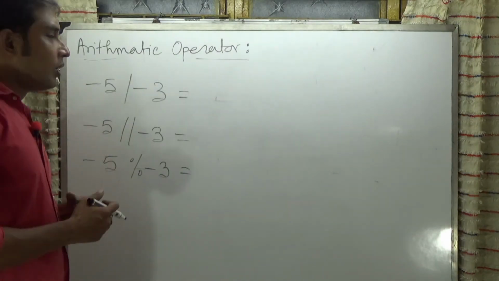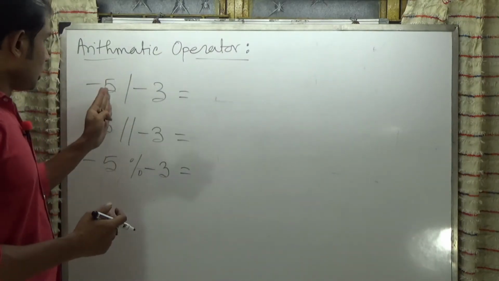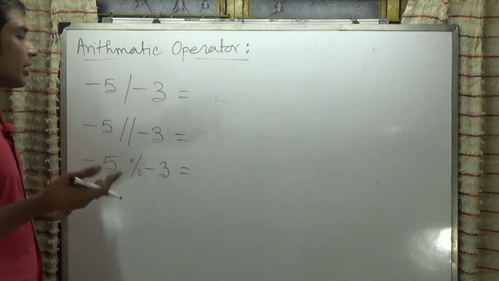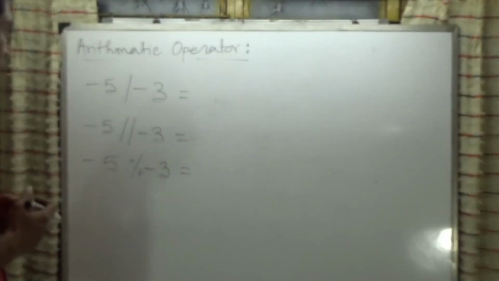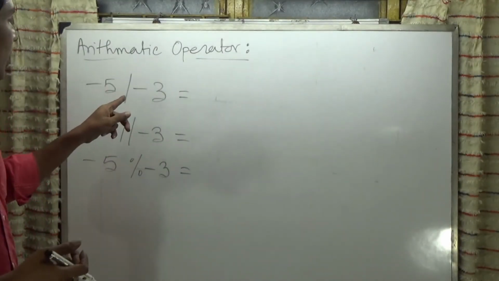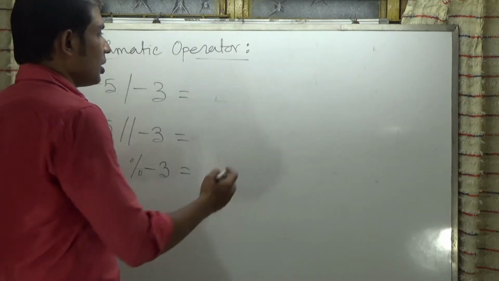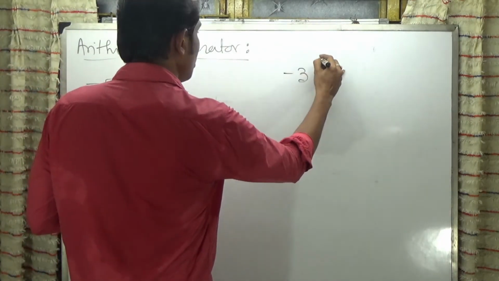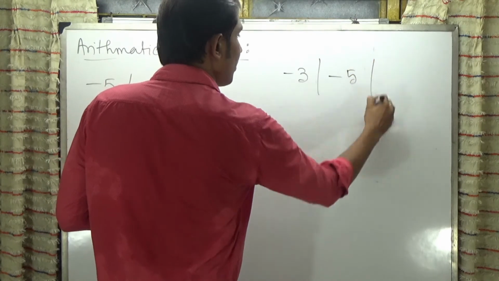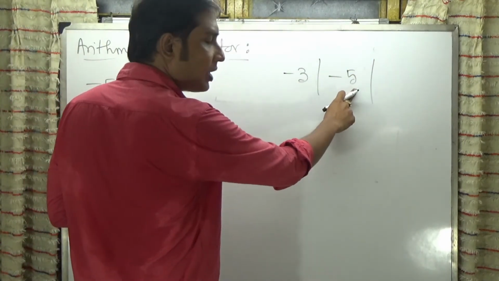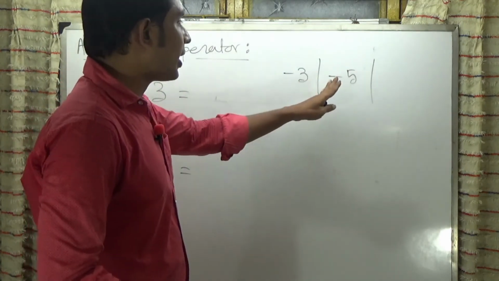Now I am going to divide where both the divider and the dividend are negative values. The first one is minus 5 divided by the divider minus 3. So minus 3 going into minus 5. Minus 3 is the divider and minus 5 is the dividend. So in this case both are negative.